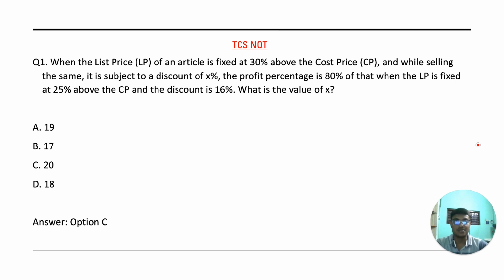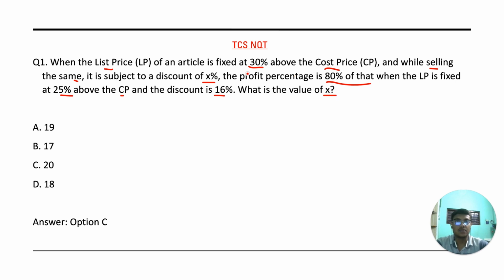Hope you all have tried to solve the question by yourselves. Let's see what the question says. When the list price of an article is fixed at 30% above the cost price and while selling the same, it is subject to a discount of X percent. The profit percentage is 80% of that when the list price is fixed at 25% above cost price and the discount is 16%. What is the value of X?